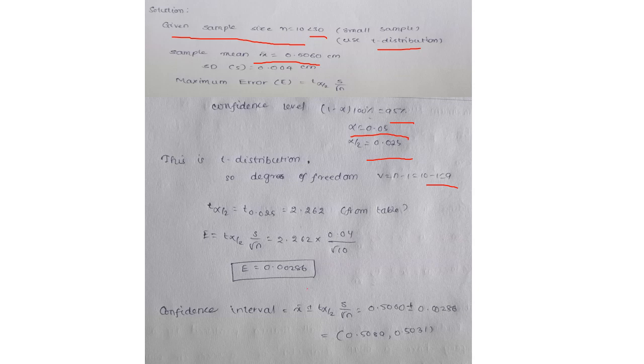We have calculated E, and now we will calculate the confidence interval. The formula for confidence interval is x bar plus or minus t alpha by 2 into s by root n, that is equal to 0.5060, x bar is given, plus or minus t alpha by 2 into s by root n, that is E, which we have calculated earlier, that is equal to 0.00286. After substituting, we get the confidence interval as 0.5080, 0.5031.